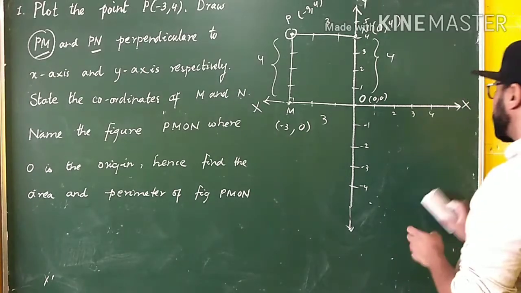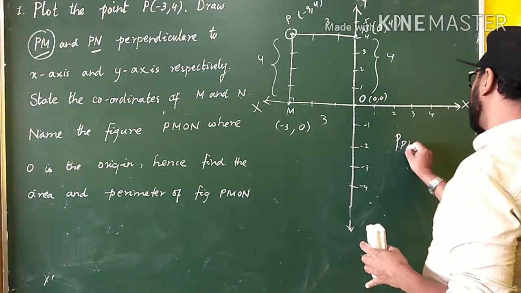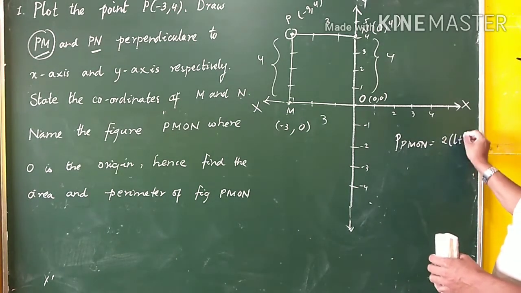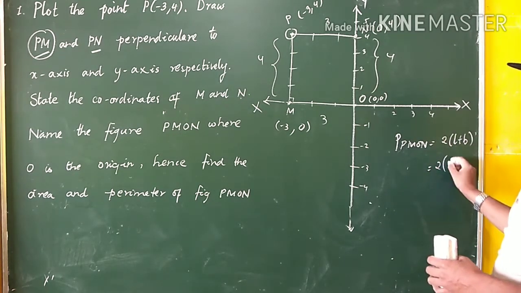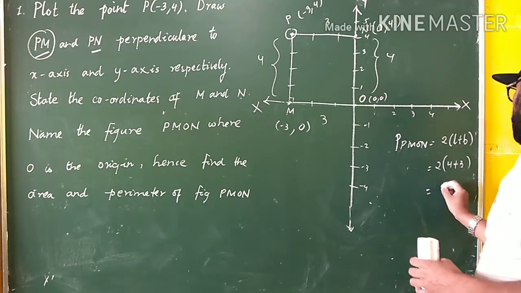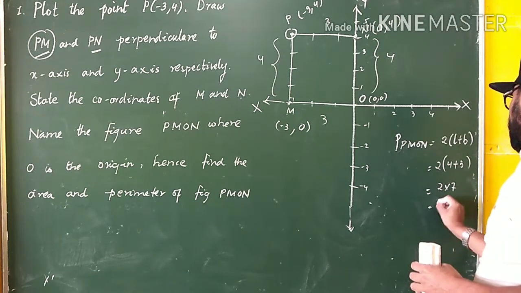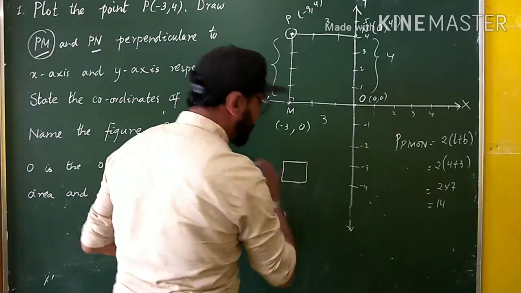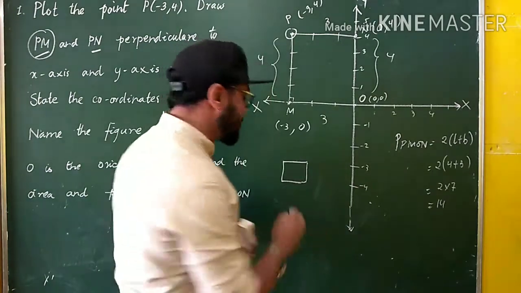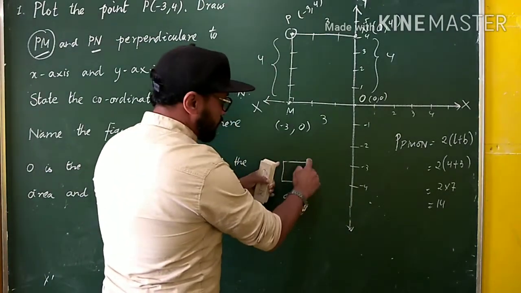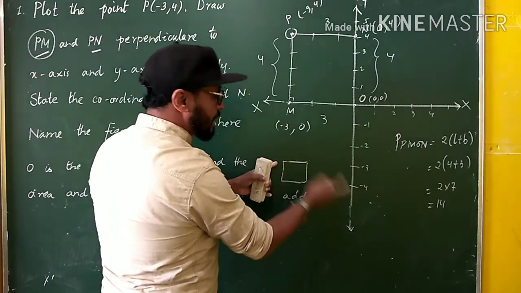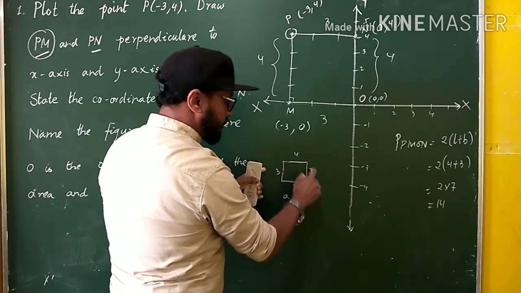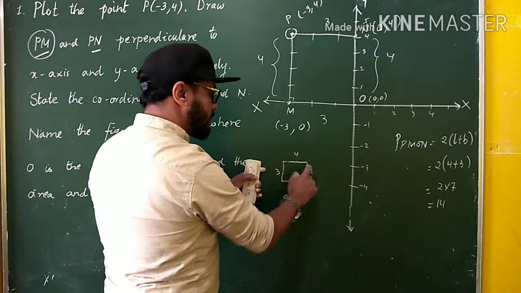Now what will be the perimeter of a rectangle? The perimeter of rectangle PMON. So what is the formula? 2 into (L plus B). The length is 4 and breadth is 3. So 2 into 7, so this is 14. The perimeter. So what is the perimeter? Perimeter is nothing but the sum of the lengths of the boundary. Sum means add. If you add all the lengths of the boundary, then that will give you the perimeter. So here it is 3, 3, 4 and 4. So 4 plus 3 is 7, 4 plus 3 is 7. So 7 plus 7 is 14.